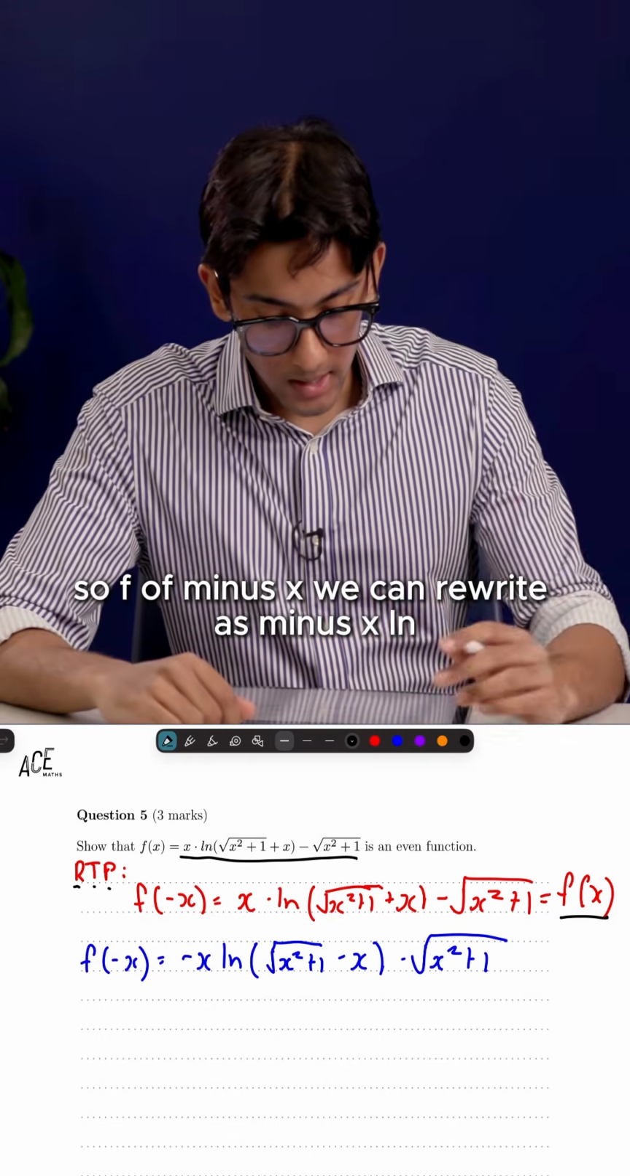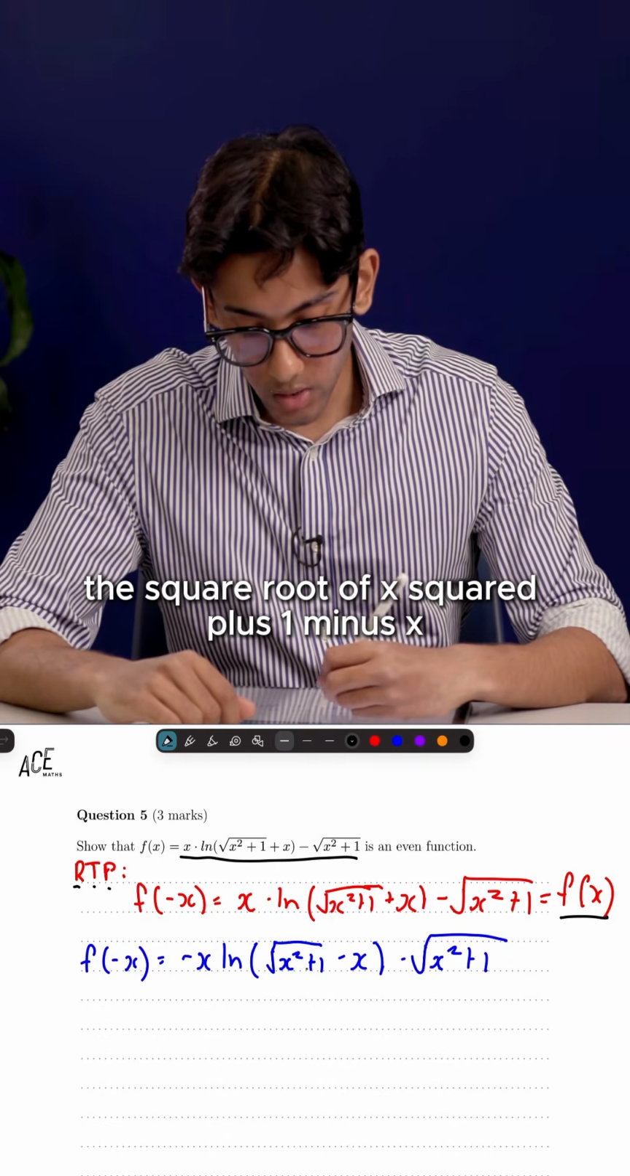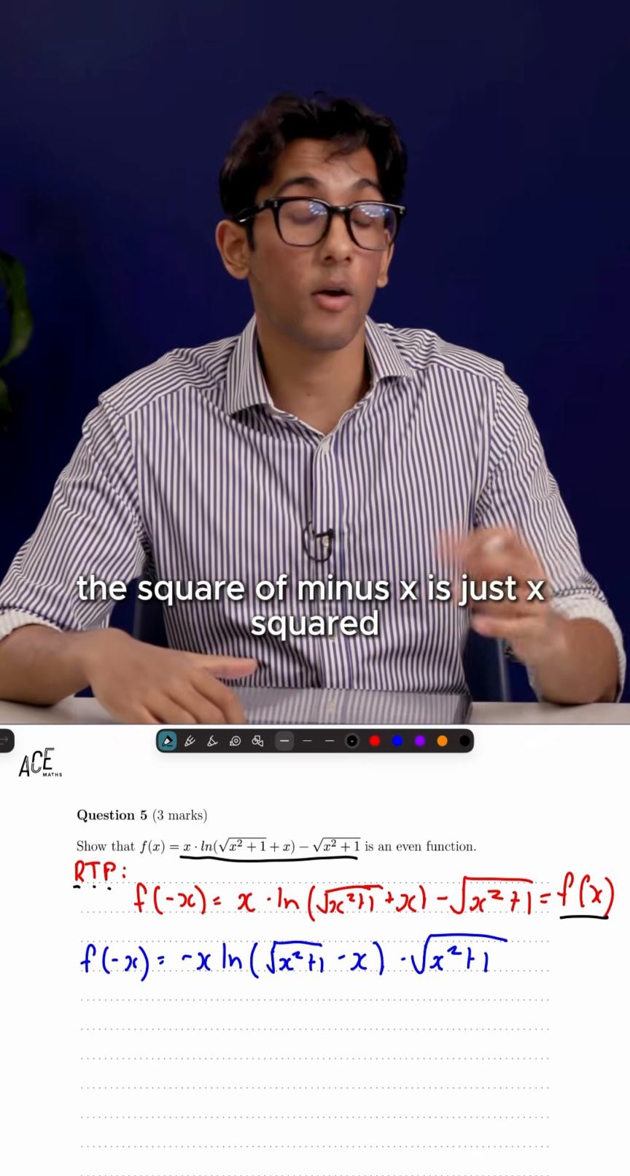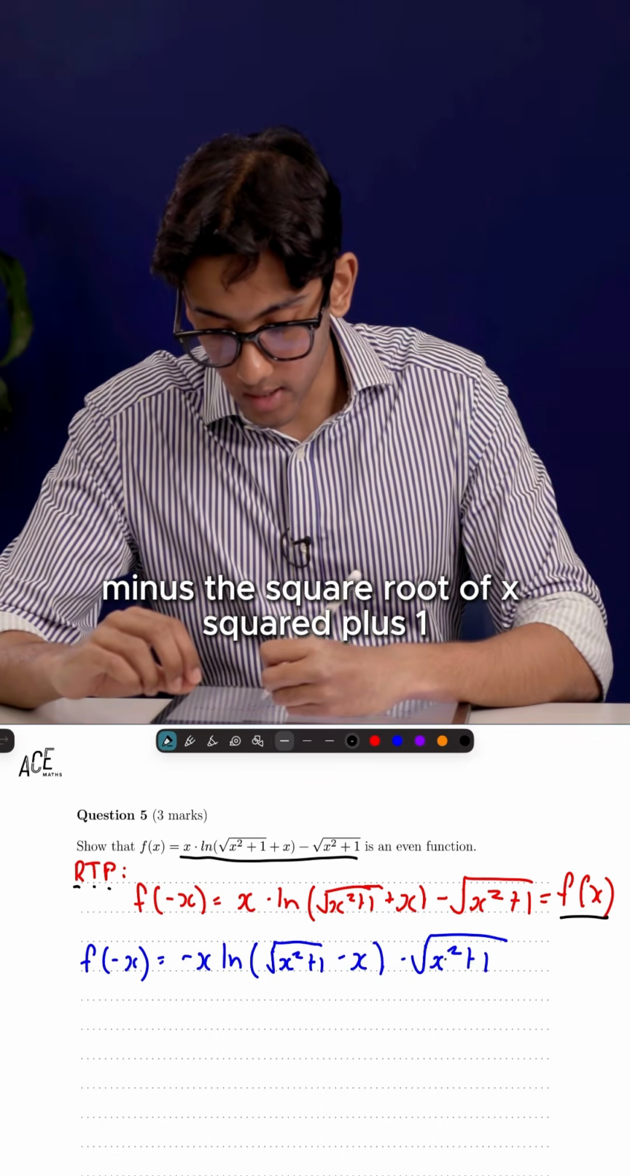So f of minus x we can rewrite as minus x ln the square root of x squared plus 1 minus x, given that the square root of the square of minus x is just x squared, minus the square root of x squared plus 1.